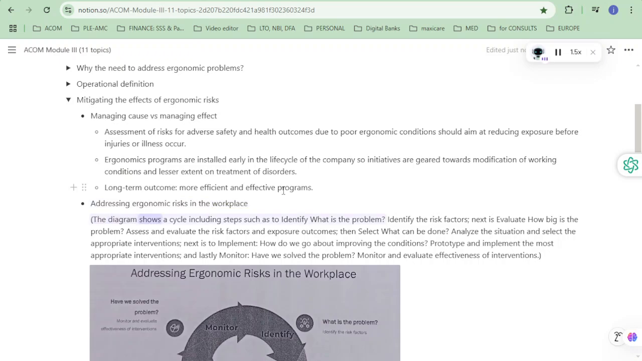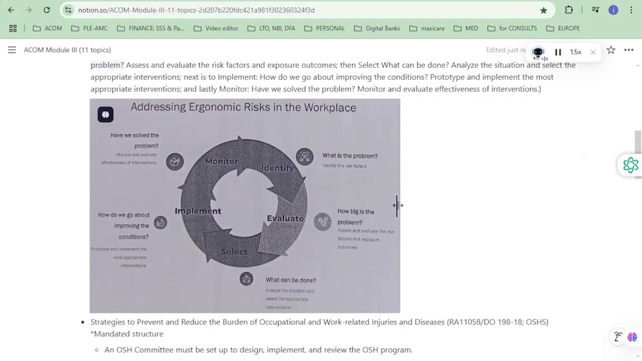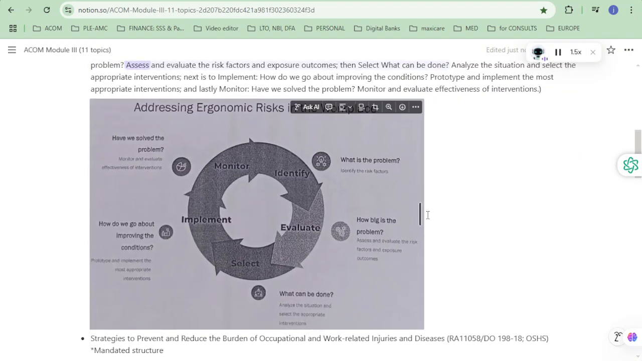The diagram shows a cycle including steps such as to identify what is the problem, identify the risk factors, next is evaluate how big is the problem, assess and evaluate the risk factors and exposure outcomes, then select what can be done, analyze the situation and select the appropriate interventions, next is to implement, how do we go about improving the conditions, prototype and implement the most appropriate interventions, and lastly monitor, have we solved the problem? Monitor and evaluate effectiveness of interventions.